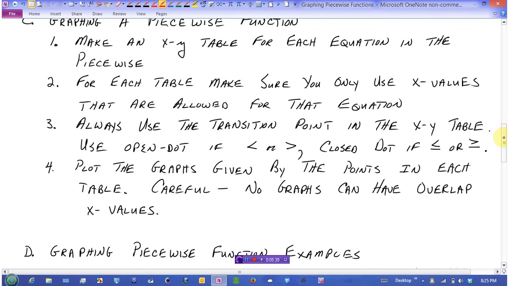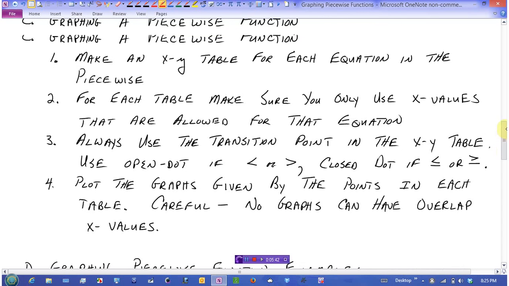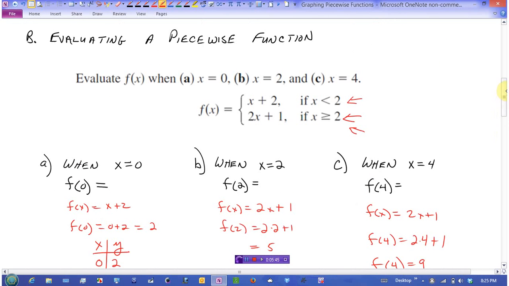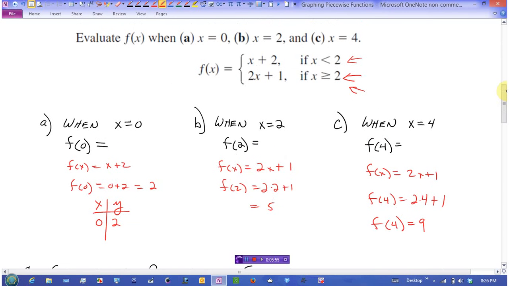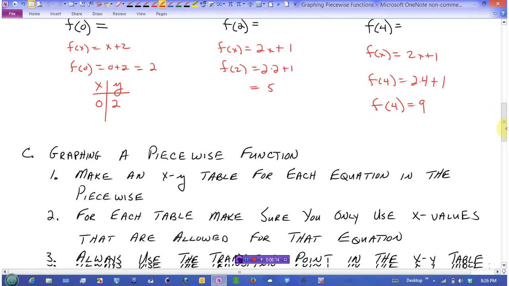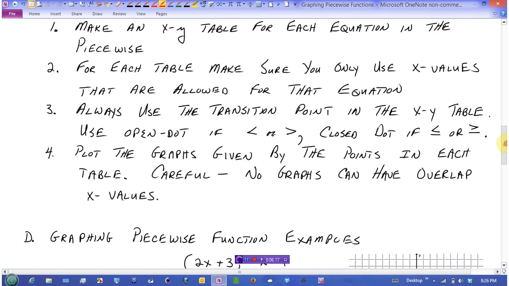Another thing we need to make sure we do is make a little table for each of these equations, say the x plus 2 and the 2x plus 1. I'm going to make a separate xy table for each of the equations in my function. Now we have to be careful that we can only use the x values allowed by this domain part. So when I'm plotting x plus 2, I can only use values of x that are less than 2. When I'm plotting the 2x plus 1, I'll have to use values of x that are greater than or equal to 2. So I have to be careful there.